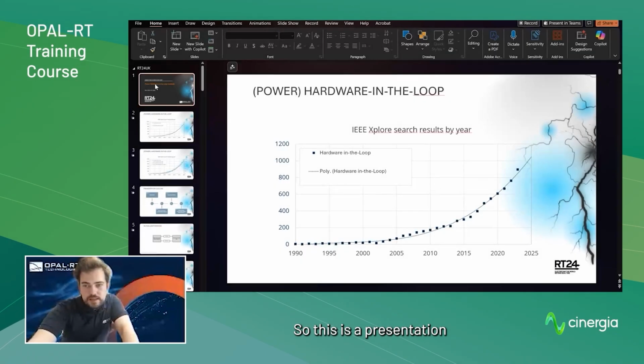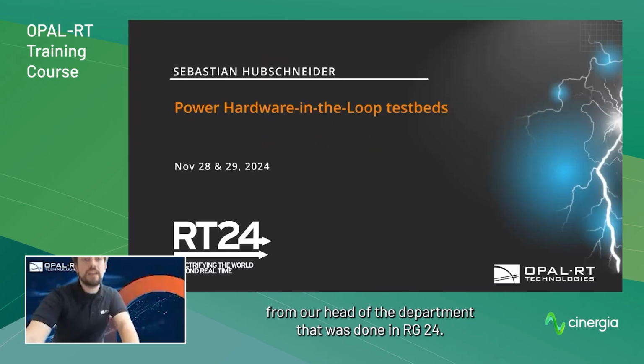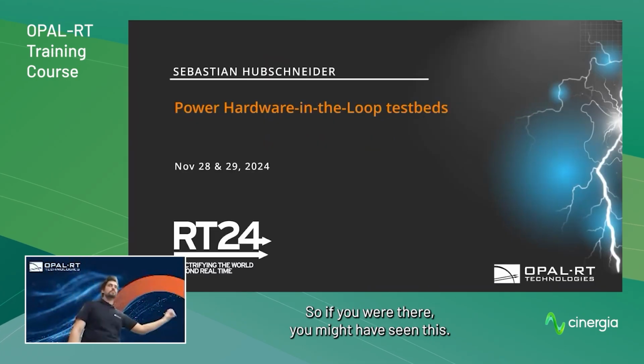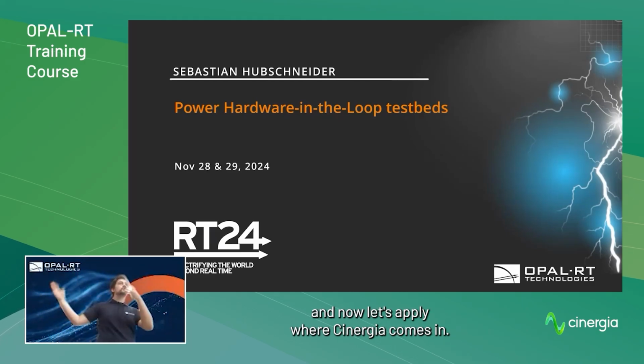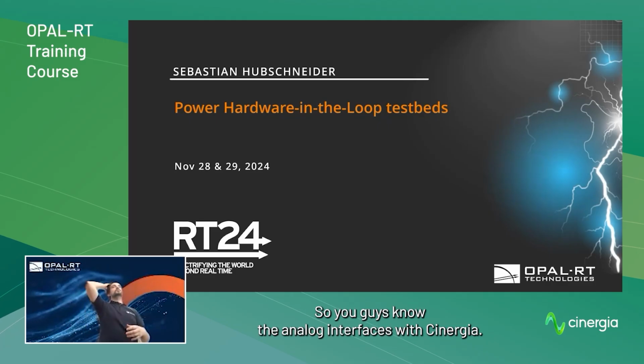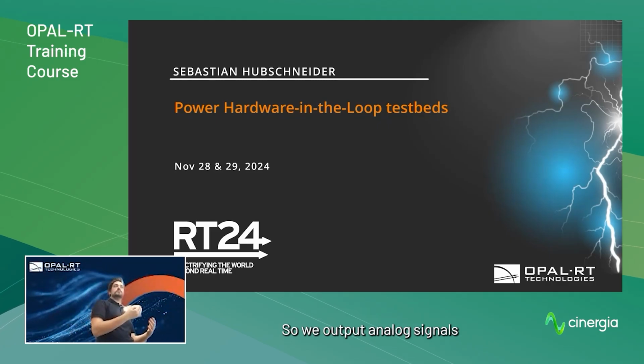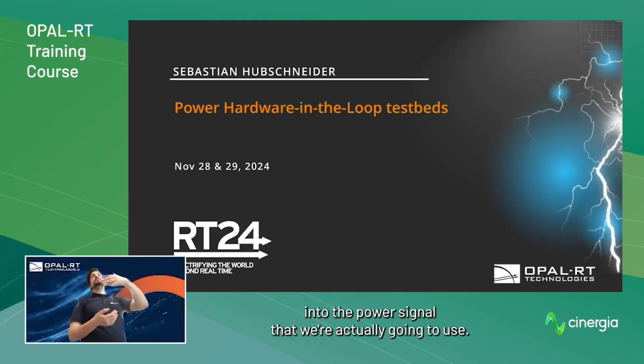This is a presentation from our head of the PHiL department that was done in RT24. So if you were there, you might have seen this. But this is the idea of, we just took that basic idea and now let's apply where Cinergia comes in. So you guys know the analog interfaces with Cinergia. So we output analog signals that correspond to set voltages. The Cinergia is then going to turn that into the power signal that we're actually going to use.